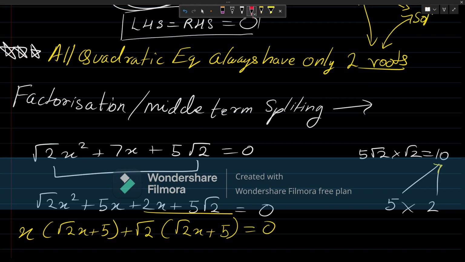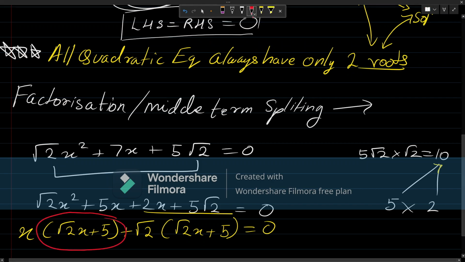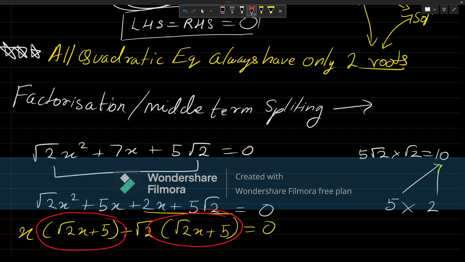Now you must make sure that these two, this one and this one, are equal. If these two are not equal, then the whole factorization process will be wrong. So somehow find a number that will satisfy these two conditions, which I have marked in red.